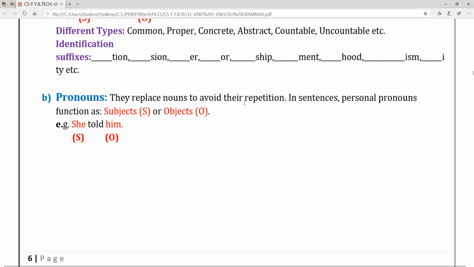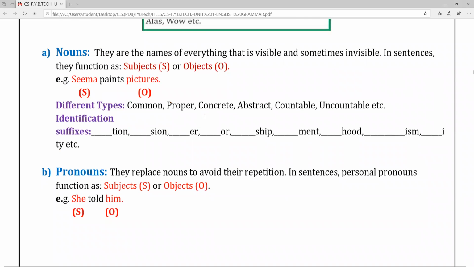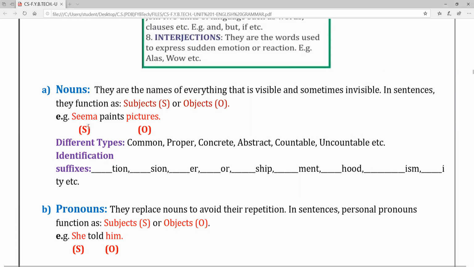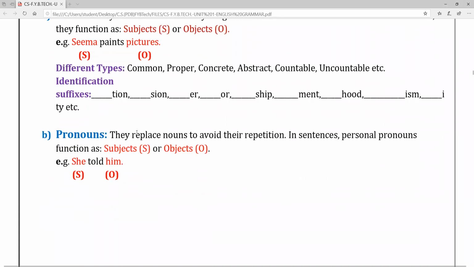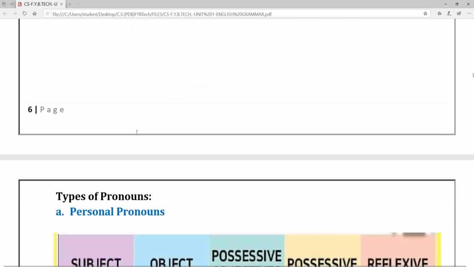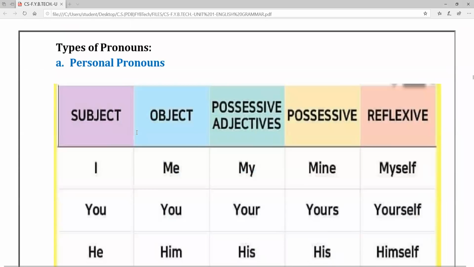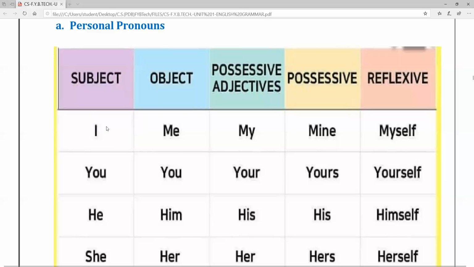Also, pronouns function as subject and object in a sentence. The same is the case for nouns. Noun also functions as subject and object in the sentence. Then we discussed the types of pronouns. In the personal pronoun, we have seen the chart, the chart of pronouns.